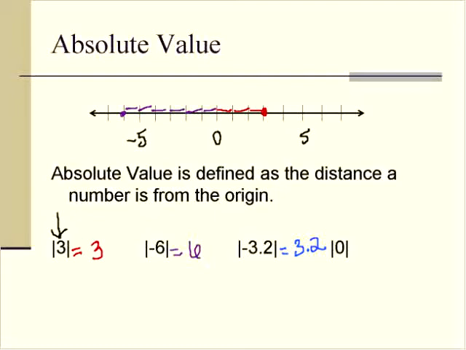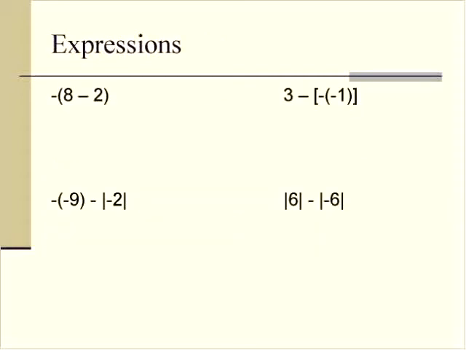Now, since 0 is 0 units away from 0, the absolute value of 0 is still 0. Now, 0 cannot take on a sign that is neither positive nor negative. So it's always just 0. And because absolute value is defined as a distance, and we can never travel a negative distance, distance is always positive. Hence, absolute value is always positive.